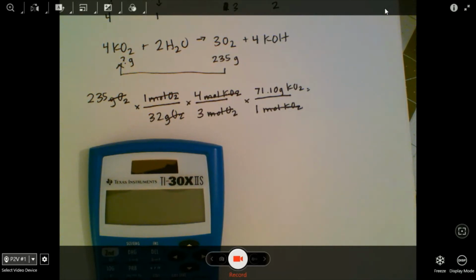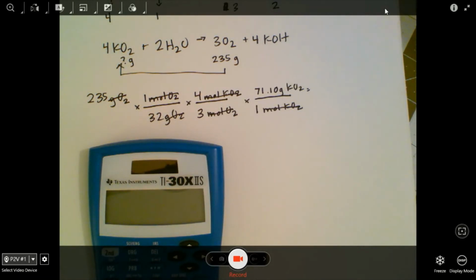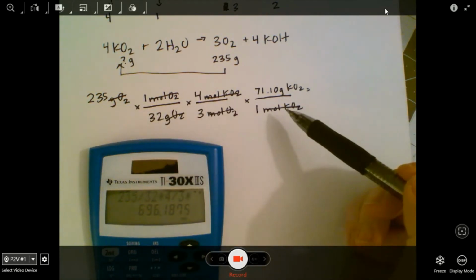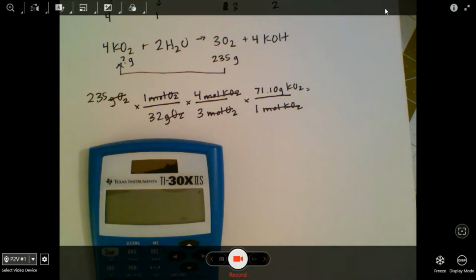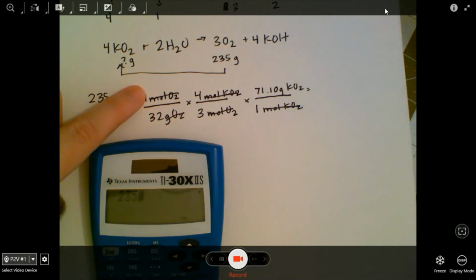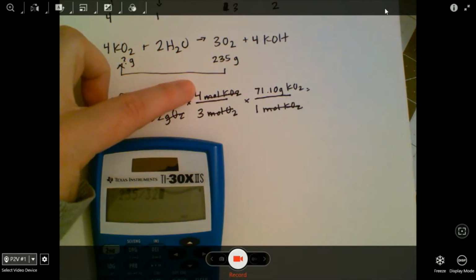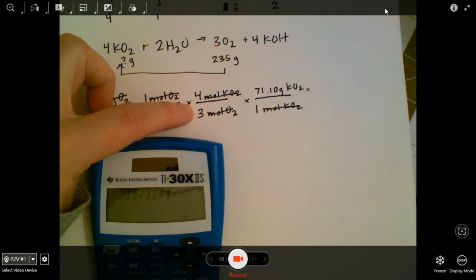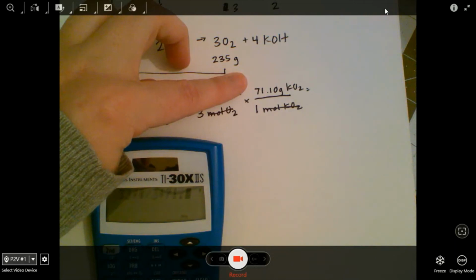Now, when I put these in, you could do the whole top multiplication and then divide by the bottom, but I see lots of people make errors on this. So my personal preference is to ignore any ones in here, and go fraction by fraction and then put it into my calculator. So I am going to do 235 grams of oxygen. I'm going to ignore this one here. I'm going to divide by 32. I'm going to go back up to the top, kind of like a zigzag. I'm going to multiply by 4, down, dividing by 3, back up, multiplying by 71.1.